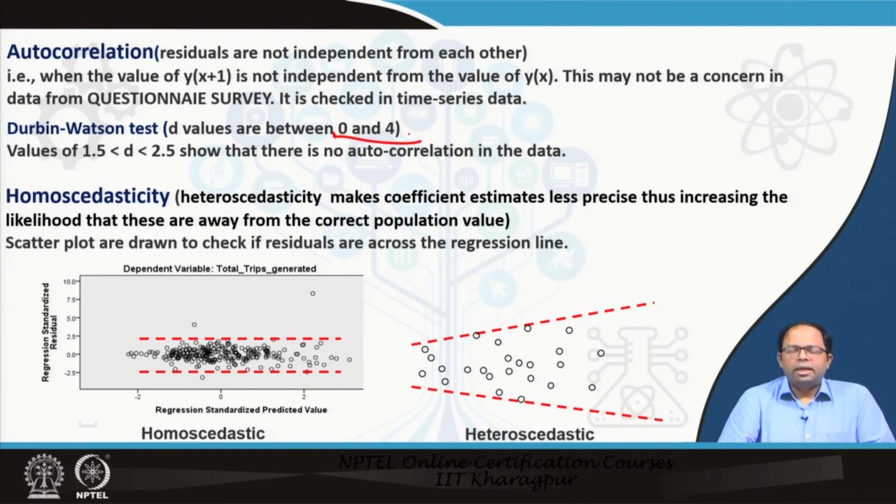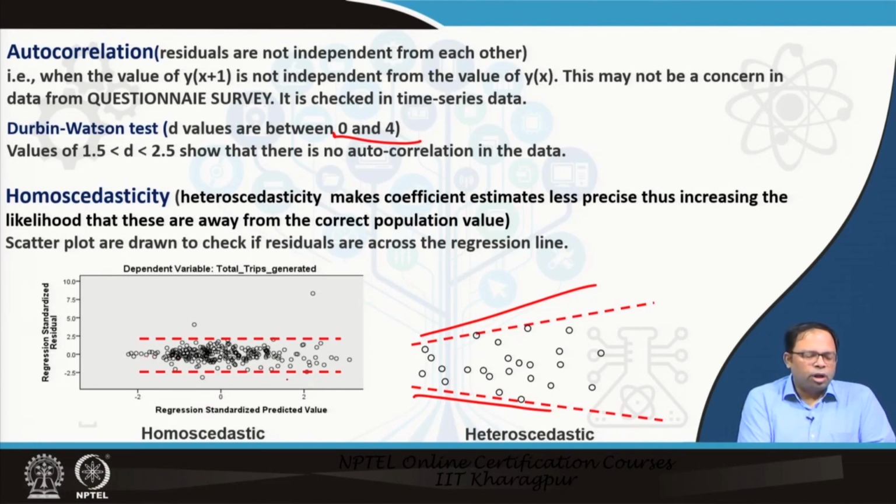So that should be there in the data, because heteroscedasticity makes coefficient estimates less precise, thus increasing the likelihood that these are away from the correct population value. So if you see, this is heteroscedastic data. This is how the data would have been, we would have found the data, and this is homoscedasticity. We can observe over here.